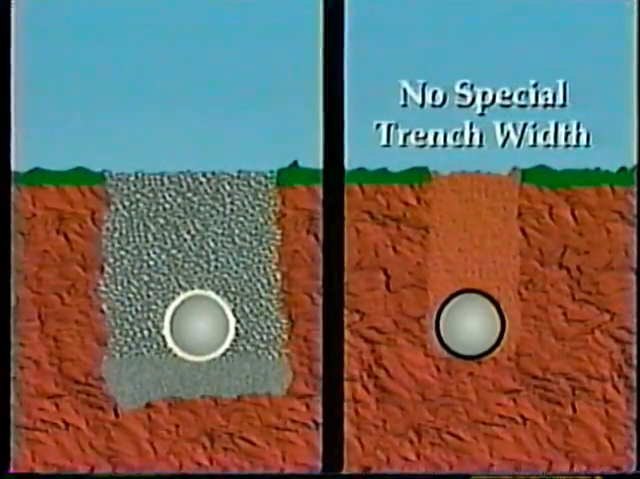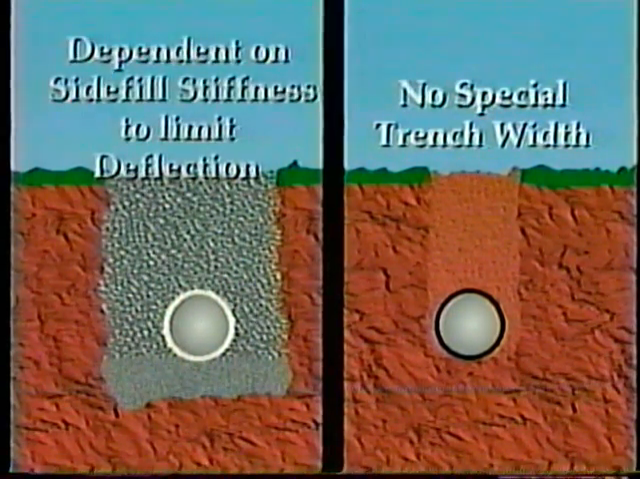First, consider trench width. With cast iron soil pipe, a rigid material, the trench can be as narrow as the installer needs to make the joint connections. Because of its strength and rigidity, no special requirements for trench width are needed to support the expected earth and live loads. Thermoplastic sewer pipe is a flexible material. As a flexible material, thermoplastic sewer pipe is dependent upon side fill stiffness to limit deflections.